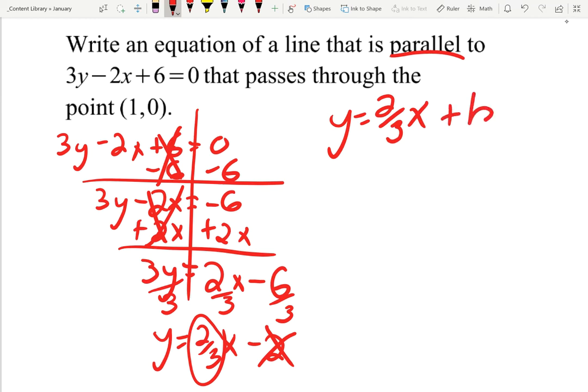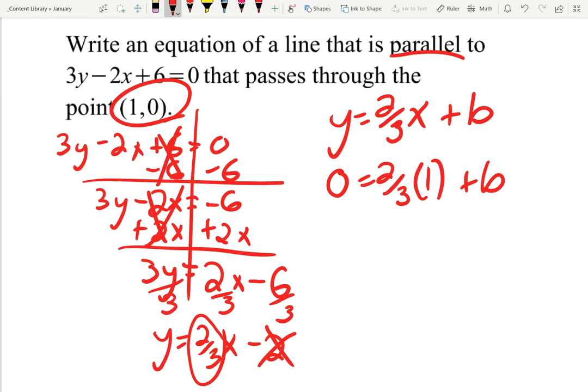But remember, again, I do not know what the y-intercept is. I don't know what the b value is. So I leave it as b. I plug in the x and the y that I'm given, the 0 for the y and the 1 for the x. And then I look in trying to solve b. So when I evaluate this, yes, we have a fraction, but it's not too bad. 2/3 times 1 is 2/3. So that makes 2/3 plus b.